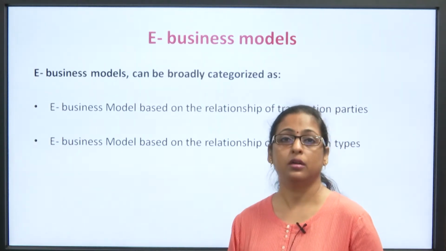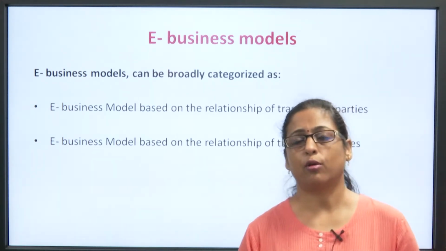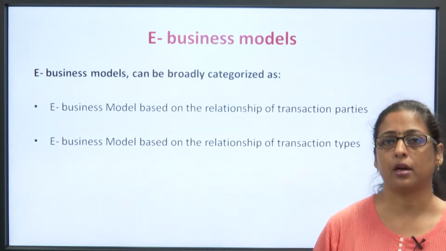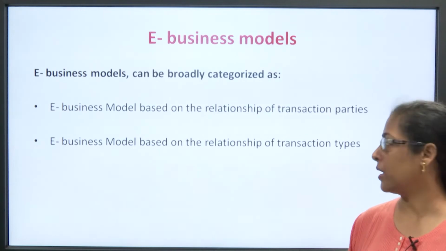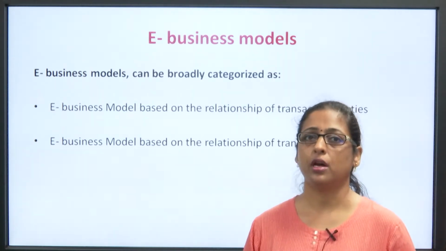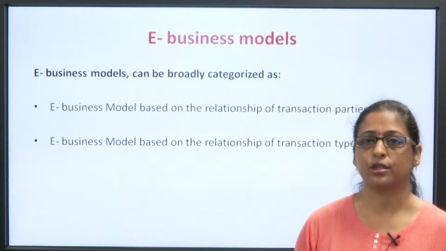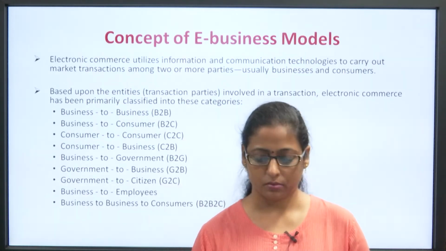Now, let us also talk about e-business models. Basically, e-business models are classified under two categories: models based on the relationship of transacting parties and models based on the relationship of transaction types. Since we are required to focus only on the transacting parties, in this lecture we would be talking about this particular aspect only.